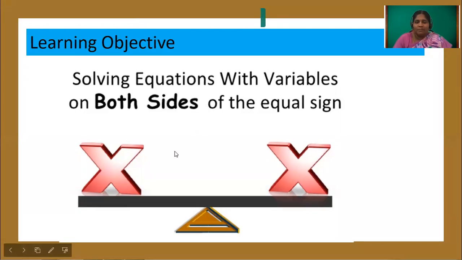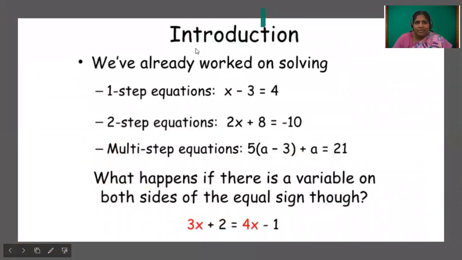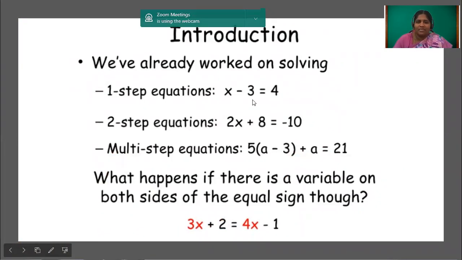Learning objective. By the end of the session, students will be solving equations with variables on both sides of the equal sign. Introduction. So we have already worked on solving one-step equations, that is x minus 3 is equal to 4. Two-step equations, 2x plus 8 is equal to minus 10. Multi-step equations, 5 into (a minus 3) plus a is equal to 21. What happens if there is a variable on both sides of the equal sign?